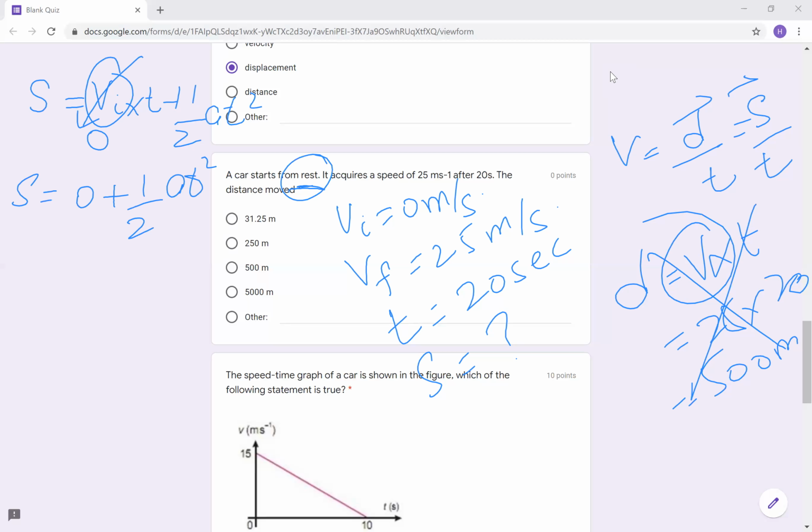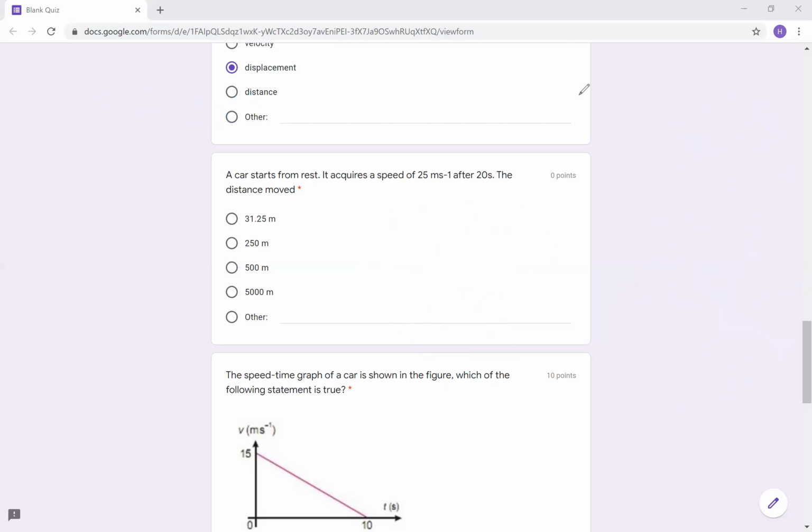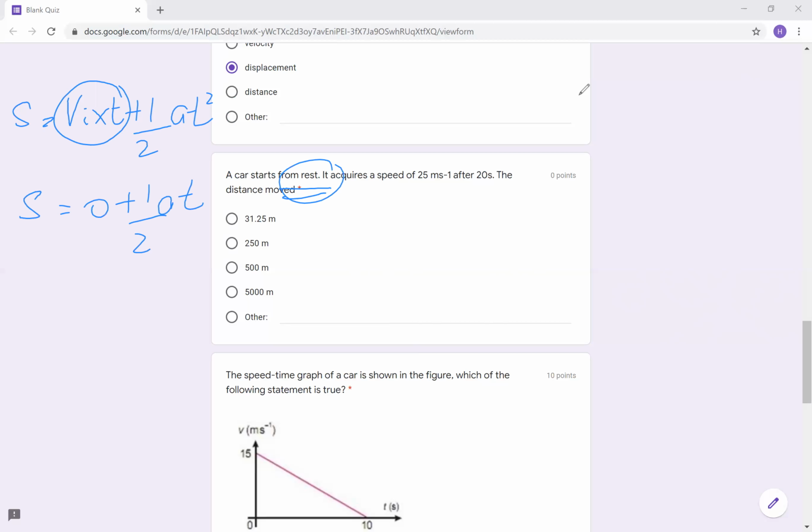Let me clear that out a little bit and write it again so that you can understand it very clearly. So here I'm writing it down again. S is equal to vi into t plus half at squared. So as we know that this whole thing becomes 0, because the question said that the body starts from rest. So S will be equal to 0 plus 1 over 2 at squared. So S will be equal to half into at squared. But in this case, we don't have A. How can we calculate A now in this case?